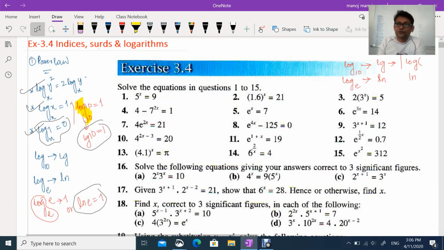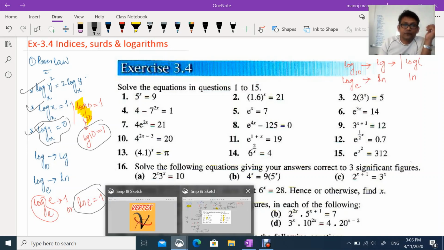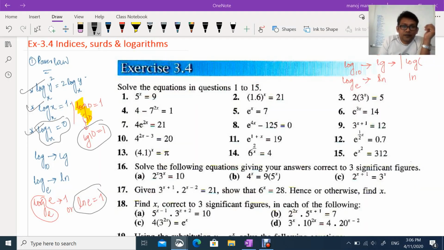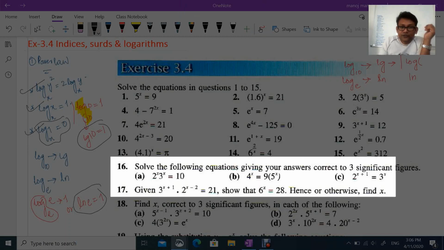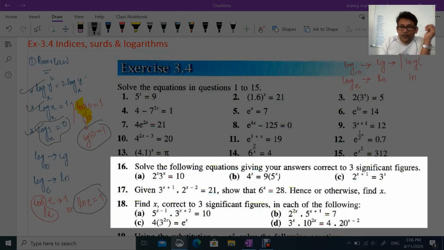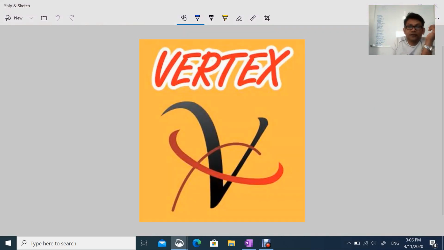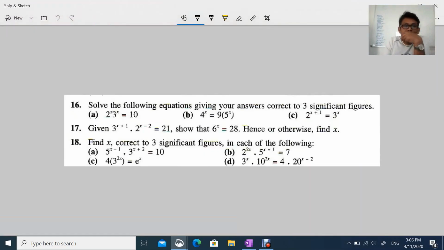I should move to the next part, question number 16. 16, 17, these are very important questions from an examination point of view. So again I will copy the question. Okay, 16, 17, 18 together, we can do it. In question number 16, solve the following equation giving your answer correct to 3 significant figures. 2 and 3. Can we make the power the same, so we can write 16 part A.